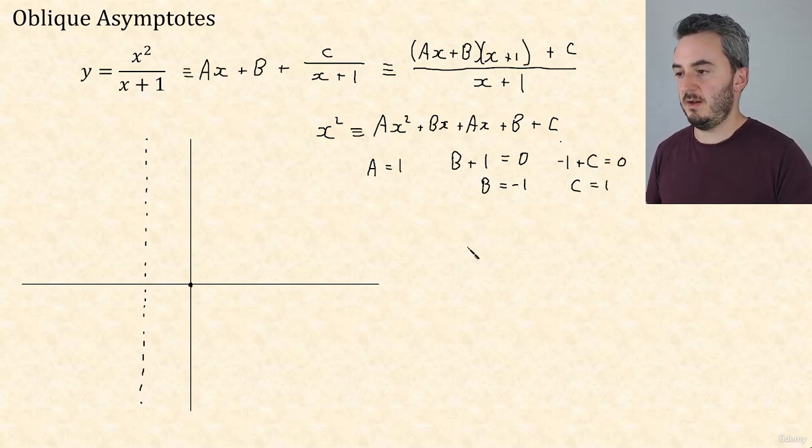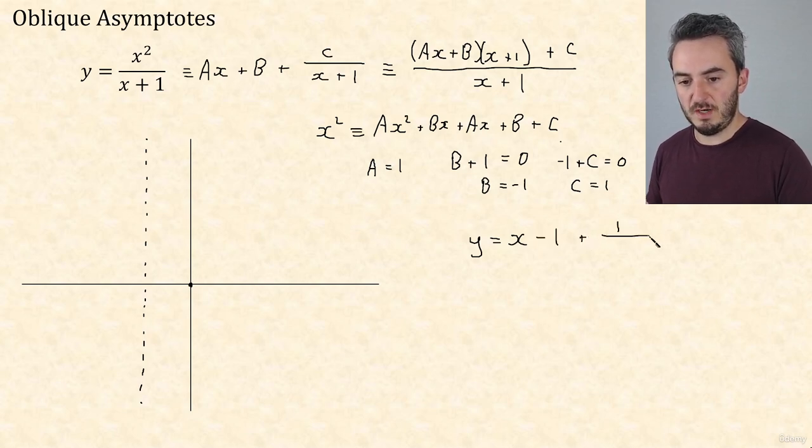So now I have an alternative way of writing this. It is ax, that's 1x, plus b, plus c over x plus 1. So that's 1 over x plus 1.